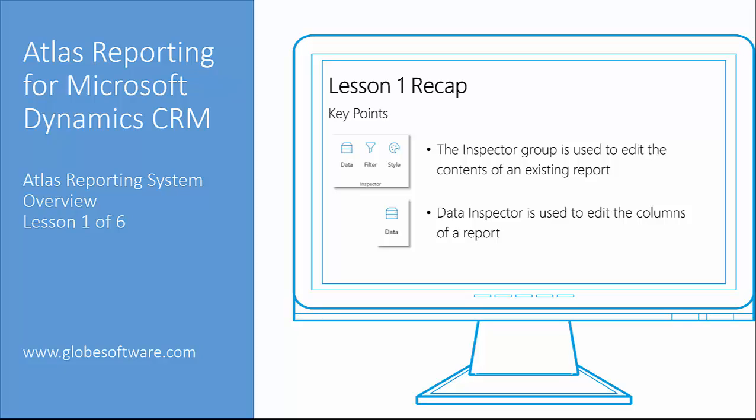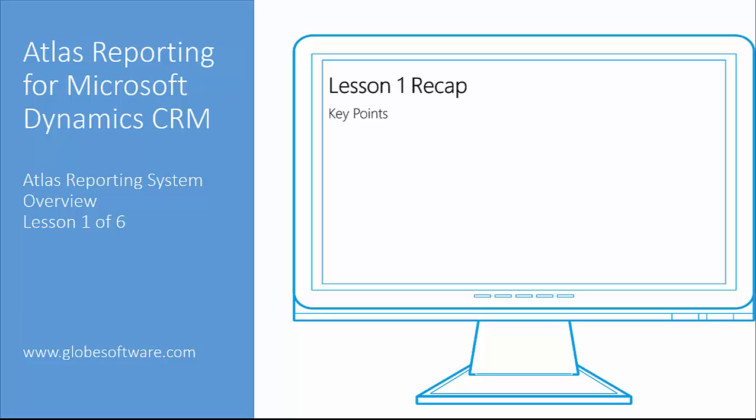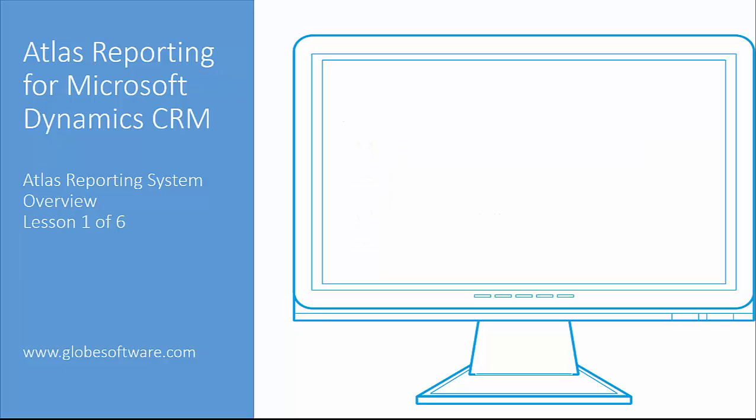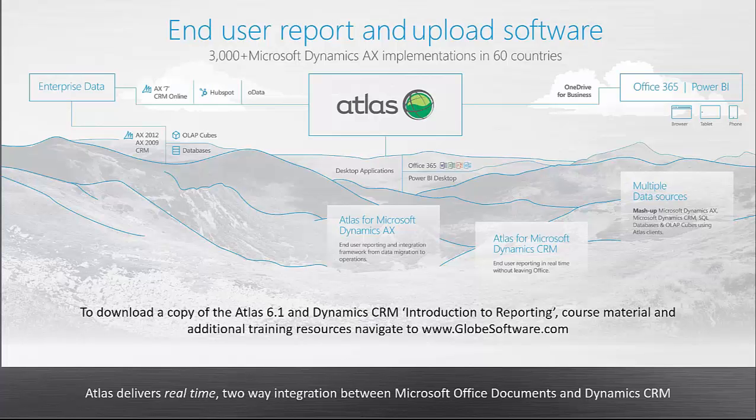get an understanding of an existing report, like the fields or the parameters that have been added or potentially any configurations. The filters that allow you to adjust the filter fields and adjust the information that is either returned during your query or filtered and viewable in your report. Style that allows you to adjust the report properties and the way that the data is represented. That concludes Lesson 1.